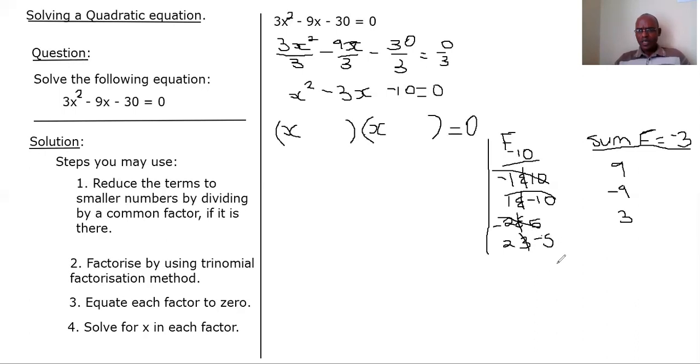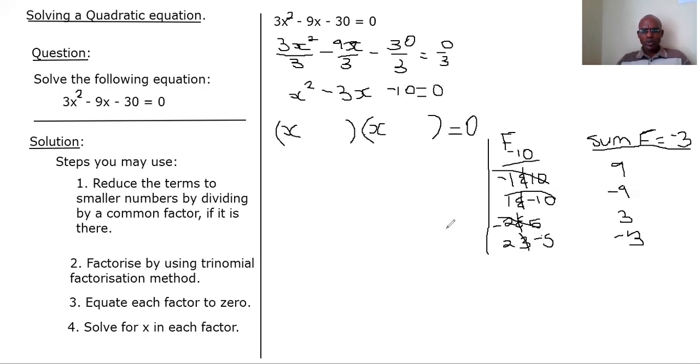2 times negative 5 is negative 10. When you add the 2, it gives us negative 3. So you can now see that the product of these two factors gives us negative 10. When you add those two factors, they give us what? Negative 3. So it means these two factors are the correct factors.